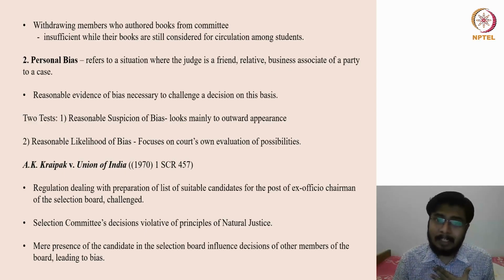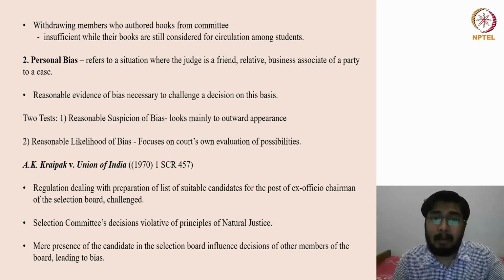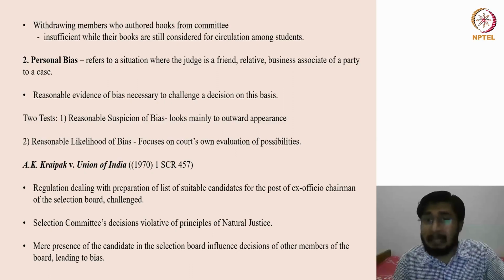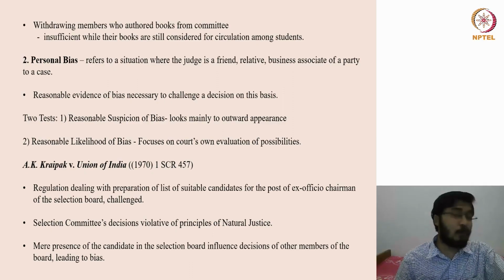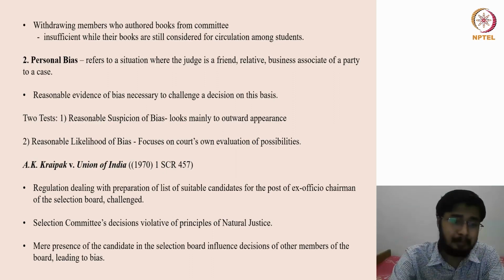This is a personal bias because my son is there. I will definitely have some bias towards him. I may not be able to render justice to its complete and fullest essence. And therefore, it is said that a reasonable evidence of bias necessary to challenge a decision is there. So there are two tests in this regard: reasonable suspicion of bias that looks mainly to outward appearance, and second, a reasonable likelihood of bias that focuses on the court's own evaluation of possibilities.